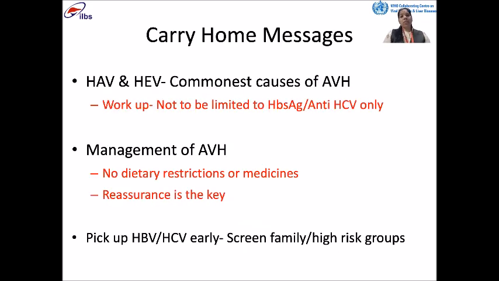And last, the take-home messages. Here, hepatitis A virus is the commonest cause of acute viral hepatitis infection, and the workup should not be limited to HBsAg or anti-HCV only. The management of acute viral hepatitis involves no dietary restrictions and no medications to be given, and it resolves within 4 to 6 weeks, or 1 to 1.5 months.